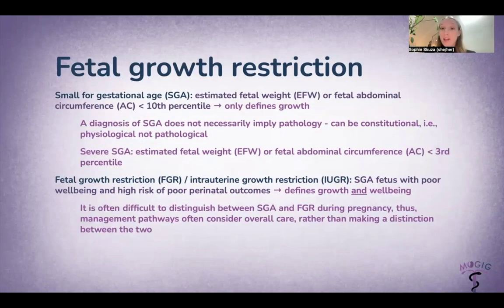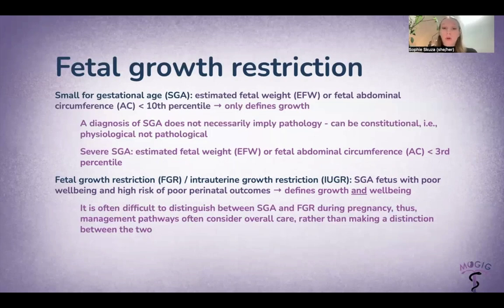Before we delve into the management of fetal growth restriction, let's define some terms. So firstly, small for gestational age, or SGA, refers to when the estimated fetal weight or fetal abdominal circumference is below the 10th percentile. This is a term that only defines growth, so a diagnosis of SGA doesn't necessarily imply pathology. It can be constitutional, so physiological rather than pathological. When we talk about severe SGA, that refers to estimated fetal weight or fetal abdominal circumference below the 3rd percentile.